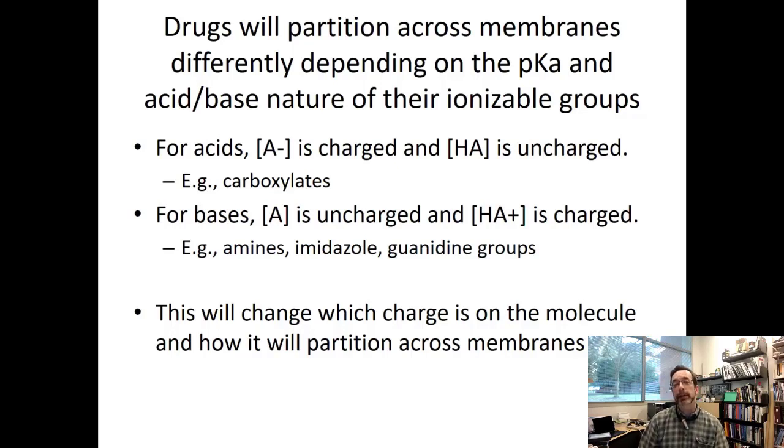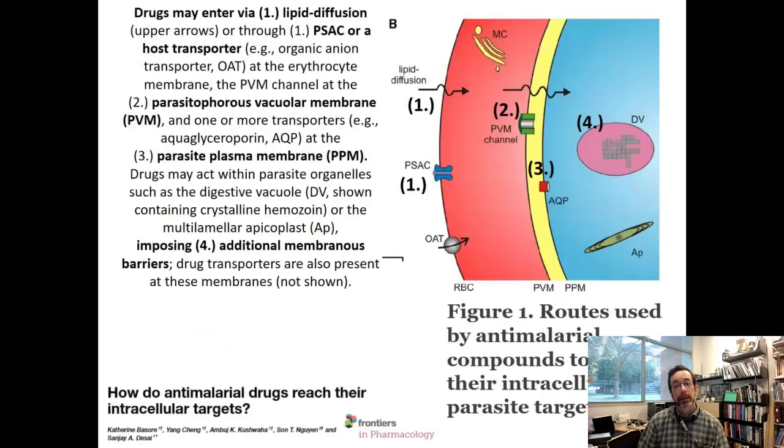So most of the nitrogen-containing groups physiologically are basic. That means they will accept a proton and become charged. And so amines are this way. Imidazole, which is the histidine side chain, is this way. And guanidine groups are this way. This will change which charge is on the molecule and how it will partition. So let's talk about those malaria drugs. The malaria drugs are going to be basic, and they have two nitrogens that can accept protons, that have pKa's close to physiological.